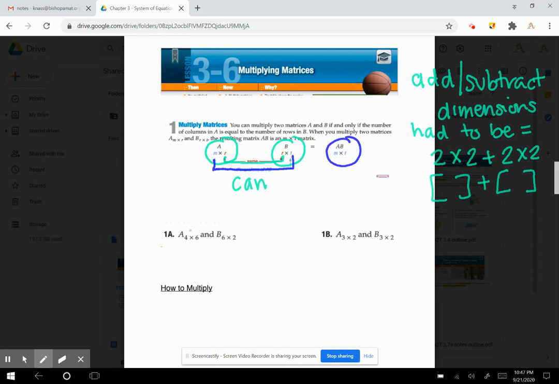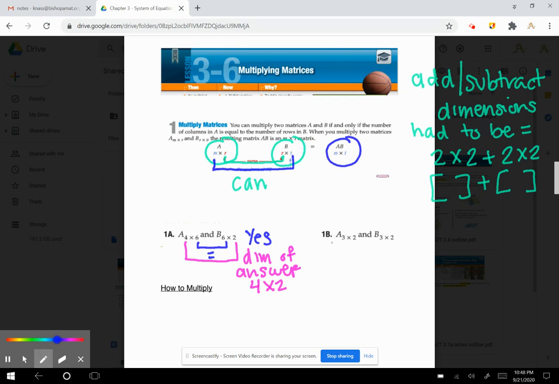So let's look at 1A. Can you multiply a 4 by 6 times a 6 by 2? These two middle numbers have to be equal. Since they're equal, yes, you can multiply these. And we'll even take it a step further. They'll ask you, what would be the dimensions of your answer? The dimensions of the answer would be a 4 by 2.